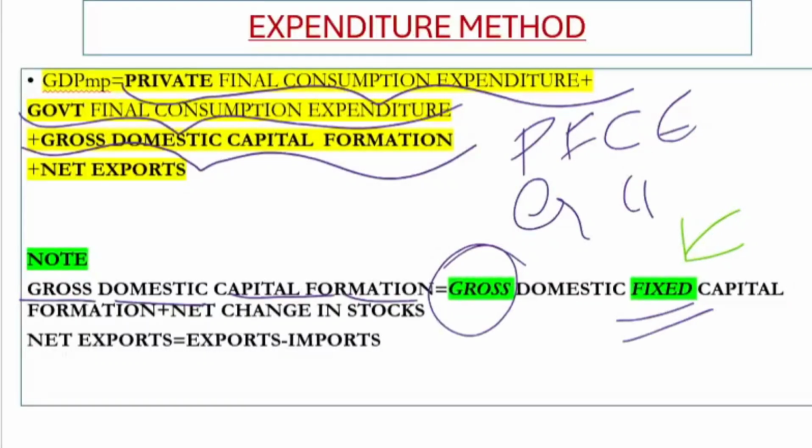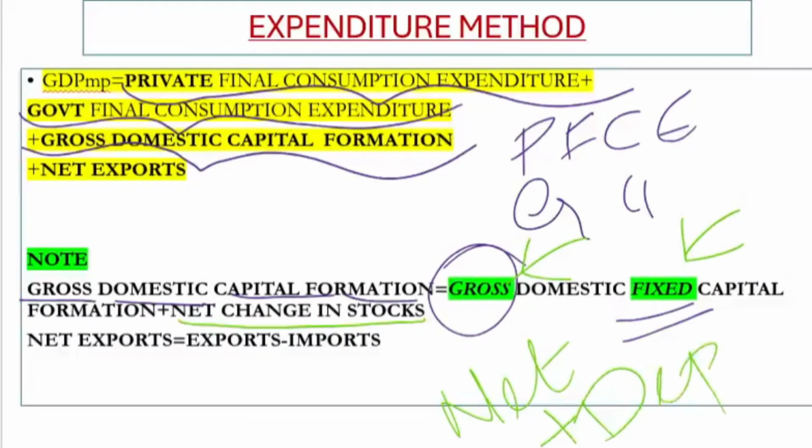What is change in stock? Closing minus opening. Just think about it in alphabetical order: closing minus opening. Don't do it vice versa. So that is net change in stock. And why is gross highlighted? Sometimes net domestic capital formation will be given. So in order to convert net to gross, we'll add depreciation.